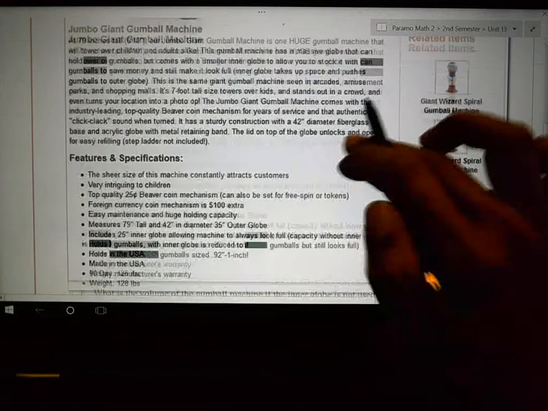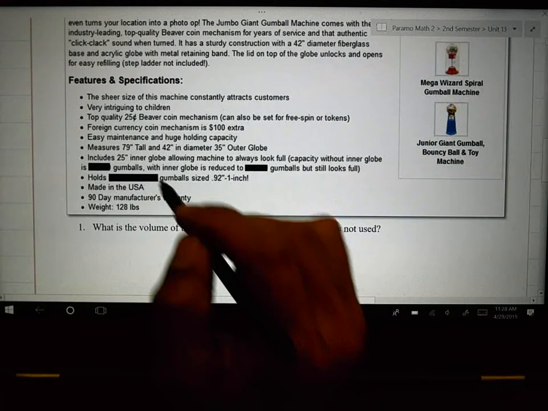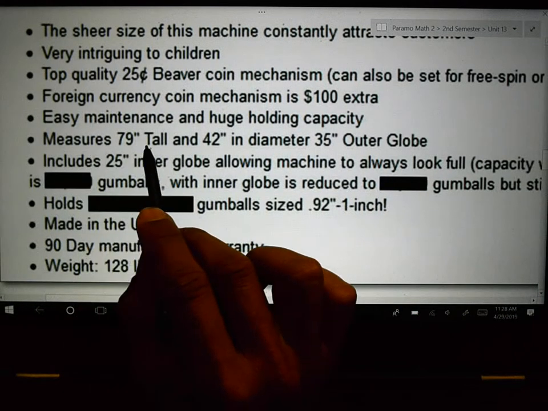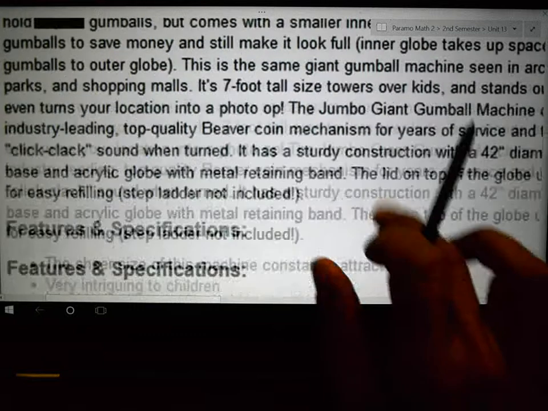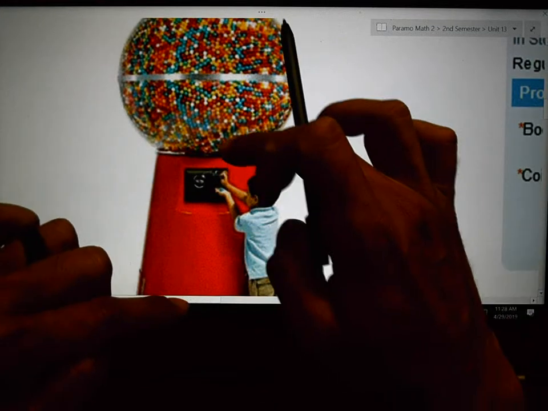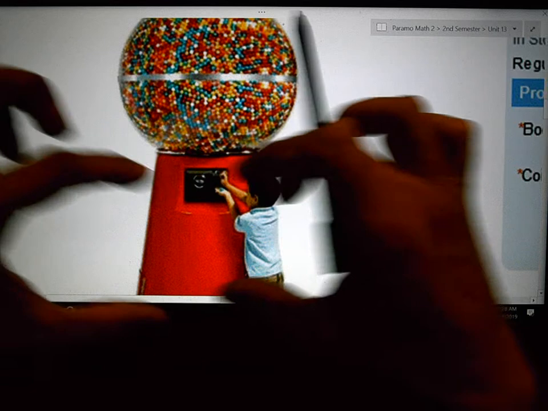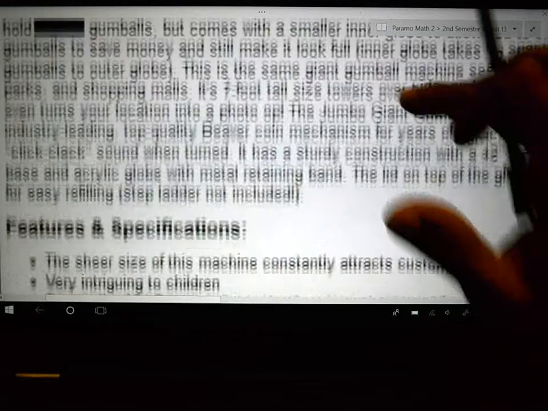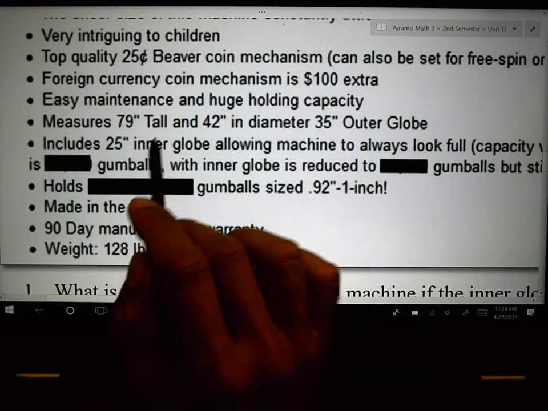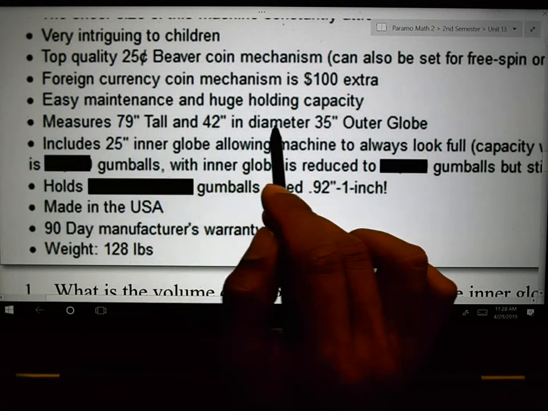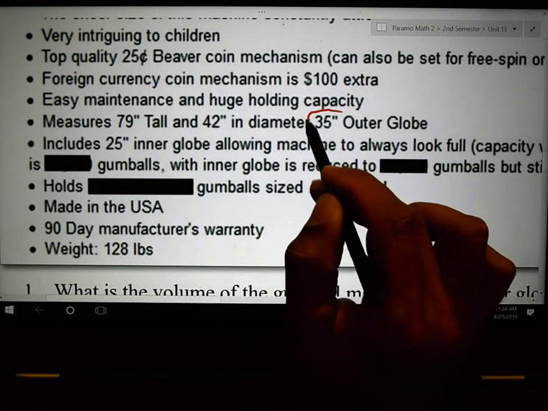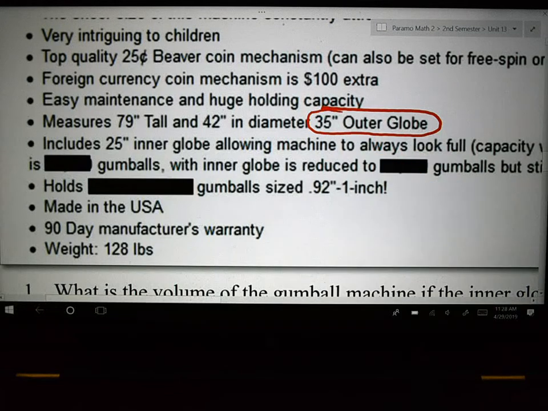All right. Here are your main things. It measures 79 inches tall. We don't care about that, because that includes this pedestal that the globe is on. There are no gumballs in the red part. The gumballs are only in the part that you see, or in the globes. There is a 42-inch diameter. We don't care about that. That is the base. There is a 35-inch outer globe. I want you to circle that. 35-inch outer globe.